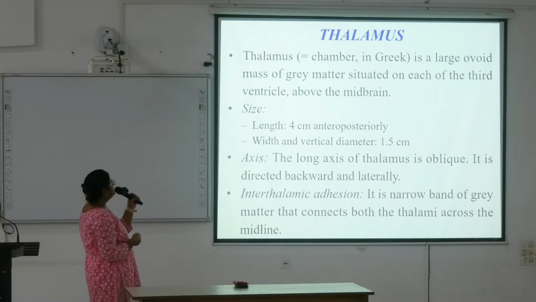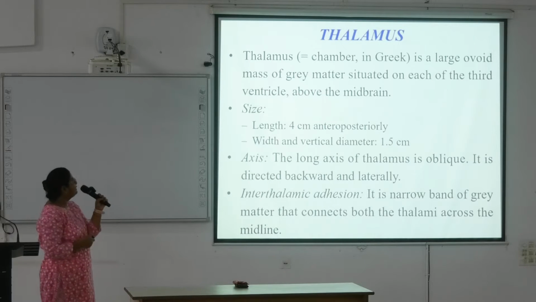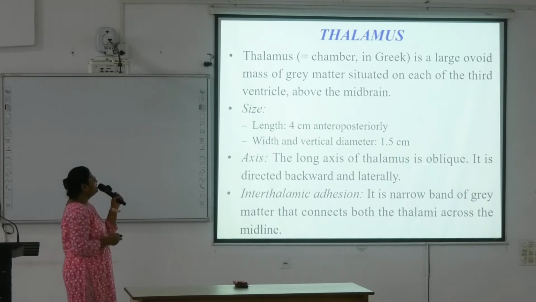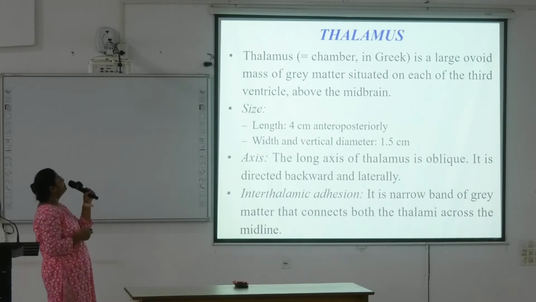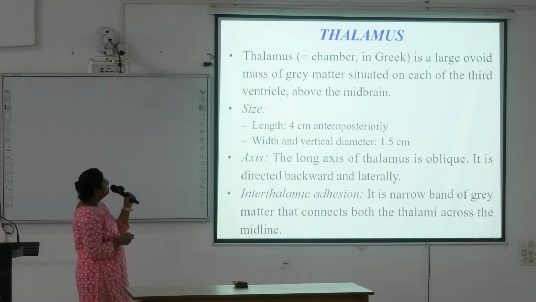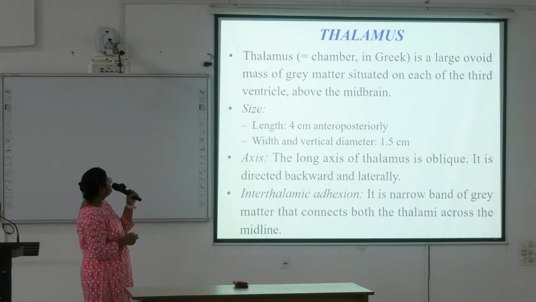It is a large ovoid mass of grey matter situated on each side of third ventricle above the midbrain. Okay, so thalamus, this is the location of the thalamus.